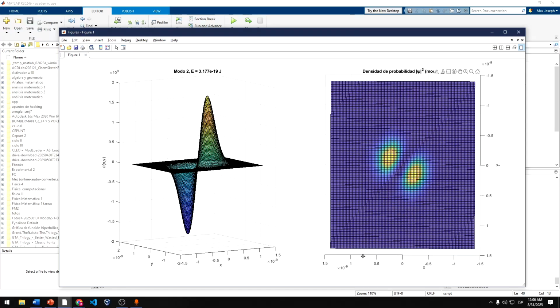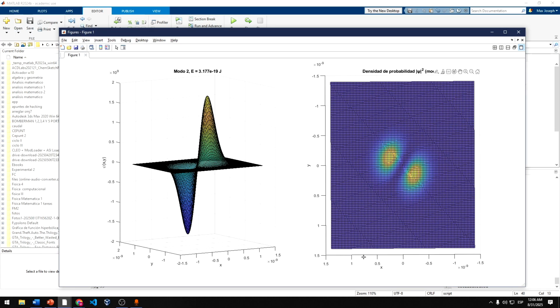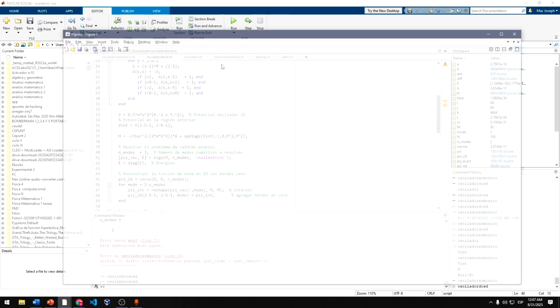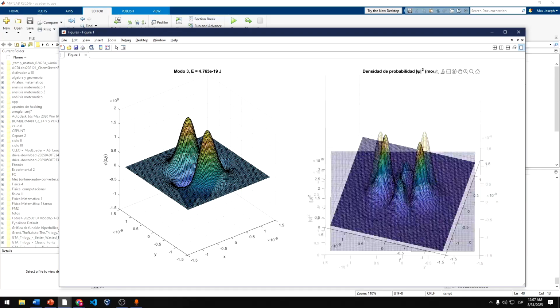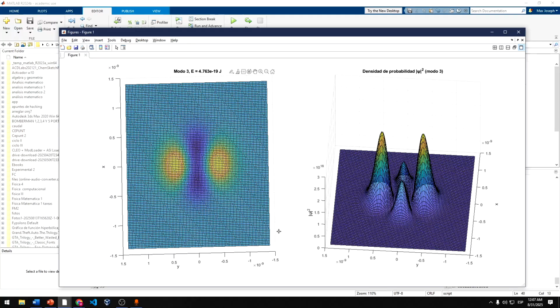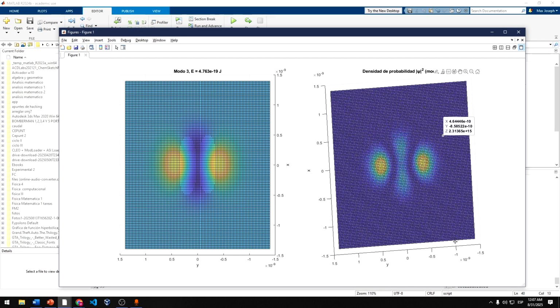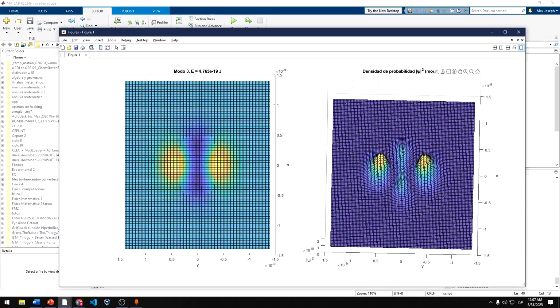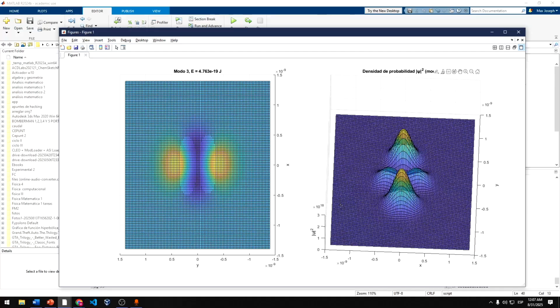Y vemos que también es como si fuera una combinación de los estados degenerados, porque en la parte analítica vemos que hay disposiciones horizontales y verticales. Ahora aumentemos el nivel de energía 3. Cada vez está haciendo más simétrico el problema, aunque no parezca. Cada vez se va haciendo un problema más simétrico, porque también es un oscilador isotrópico.